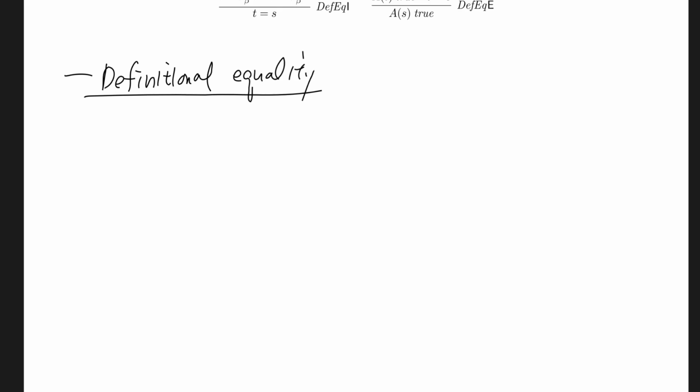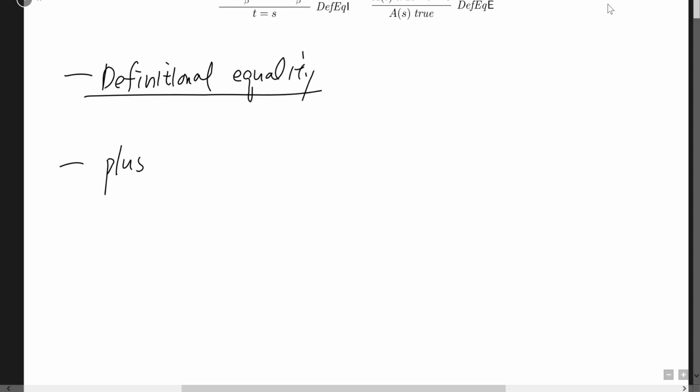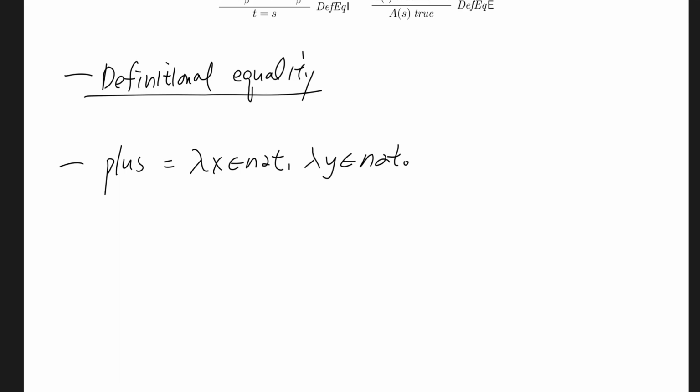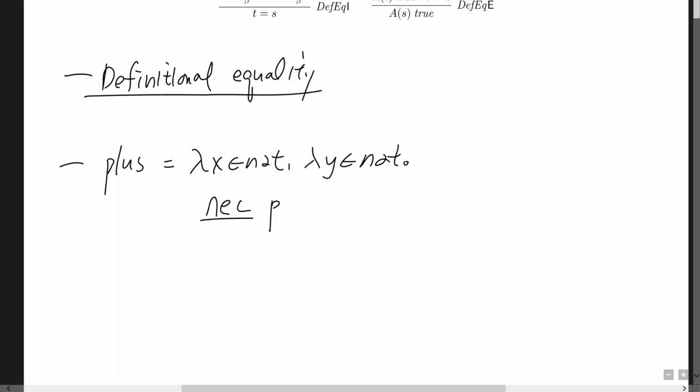recursive functions by beta reduction. So the example is function plus, which takes two natural numbers and computes their sum. So in order to compute their sum, we introduce recursive function p, and then we perform case analysis on the first argument x. If this is 0, then we return y, because 0 plus y is just y.